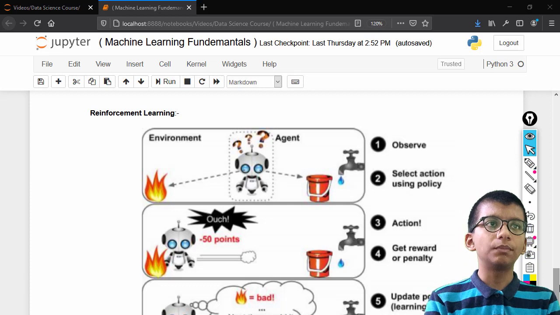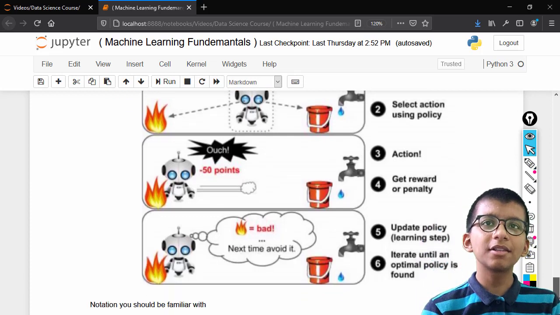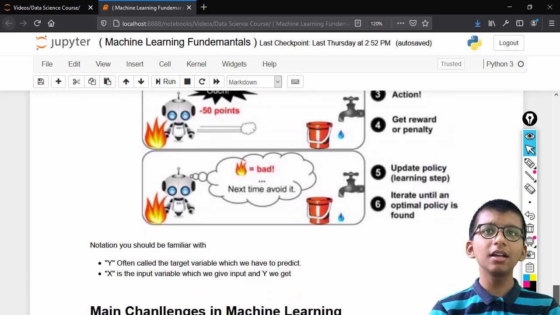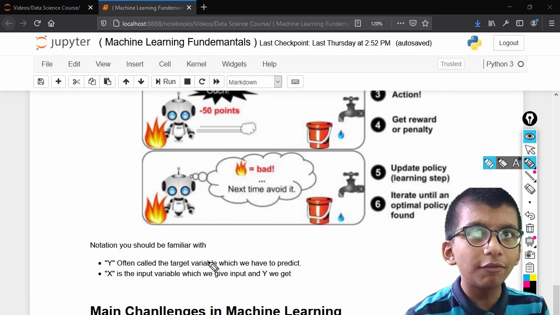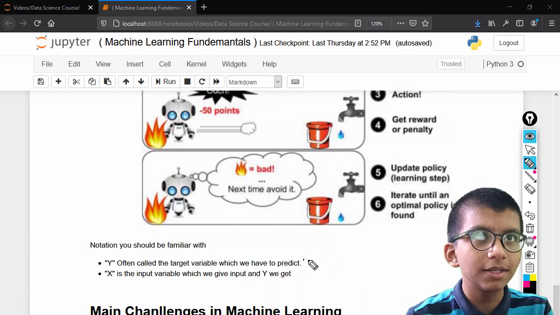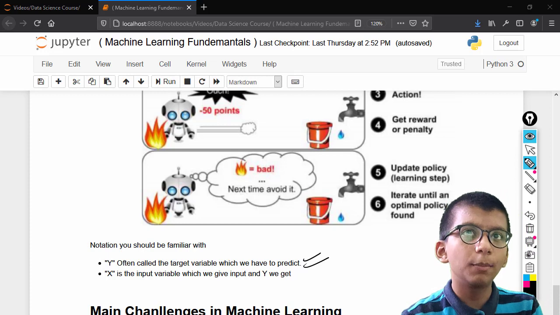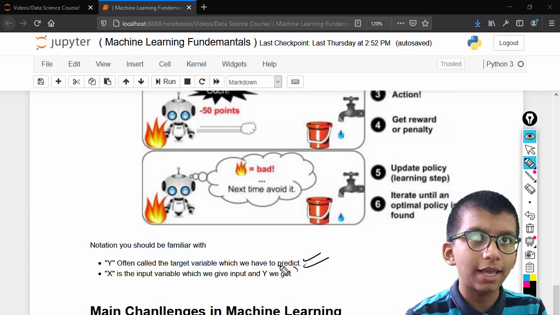Okay, so some of the notations that you should be familiar with. Again, y is often called the target variable, which we want to predict, and x is the input variable, which we give as input and get y. Okay, so I've already taught you.